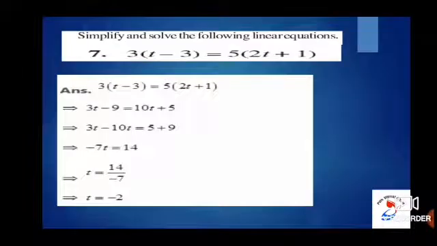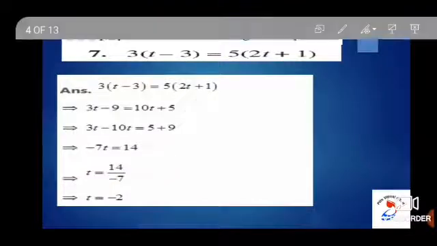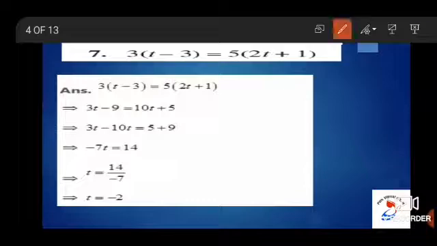Now we'll move on with today's session. This is a continuation of the previous session. In the previous session we have solved till problem number 6 of exercise 2.5. Now this is question number 7 of the same exercise. So the question is 3 into t minus 3 is equal to 5 into 2t plus 1.